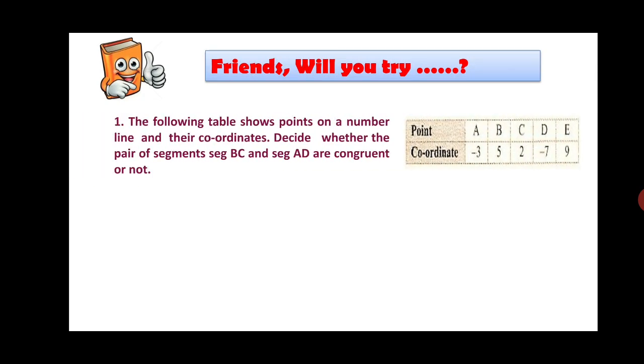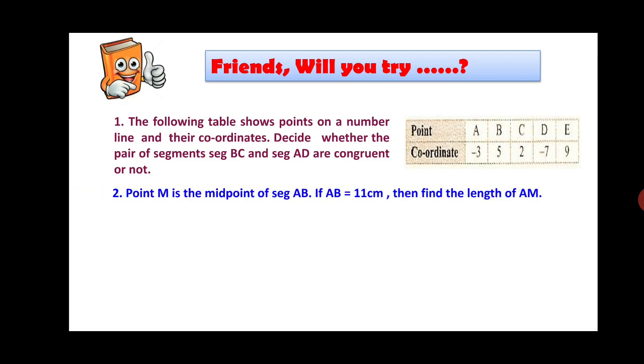The following table shows the points on the number line and their coordinates. Decide whether the pair of segment BC and segment AD are congruent or not. Here A, B, C, D, E points are given and the respective coordinates are also there. A is minus 3, B is 5, C is 2, D is minus 1. You have to find out segment BC and AD lengths and decide whether the segments are congruent or not.